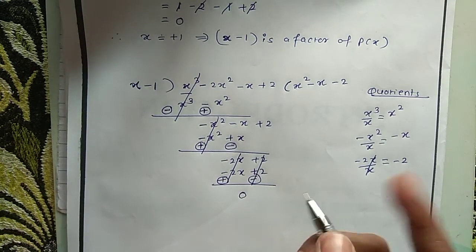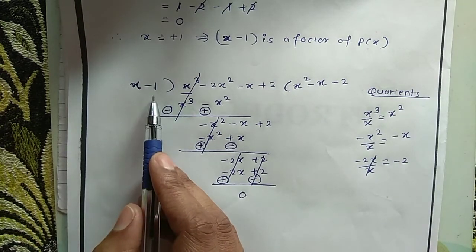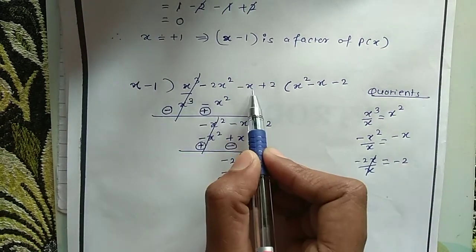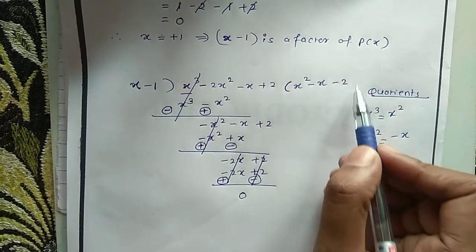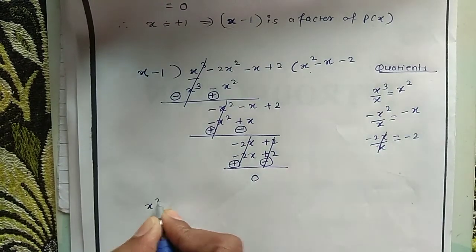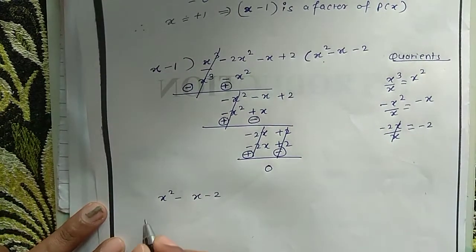So finally you should get the remainder 0 when you have got one of the factors as a divisor of the given polynomial. So this is one of the factors of this polynomial. So the remaining two factors we will get from this quadratic polynomial. So let us take this quadratic polynomial and we will factorize this.